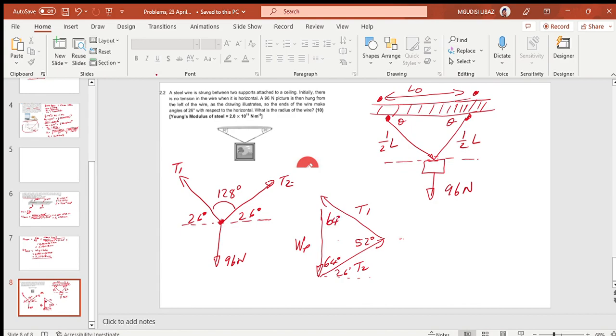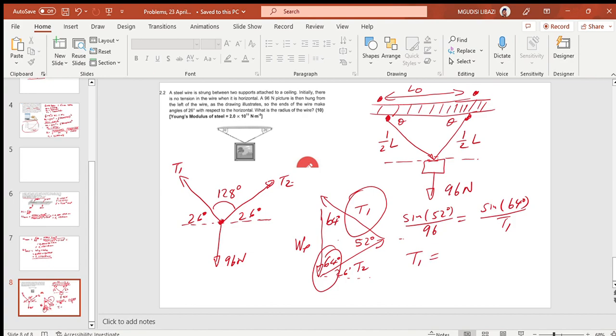So what do we do after that? Now we can use the sine rule to find one of the tensions, and we assume that the tensions are the same, because everything is symmetrical. So sine of 52 degrees divided by weight P, the angle opposite divided by the side. That's sine 52 divided by weight P, which we said is 96 newtons. After that, we take any one there, we can say sine of 64 degrees divided by T1, and then we can get our T1.